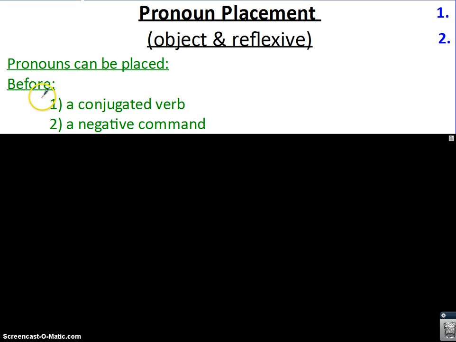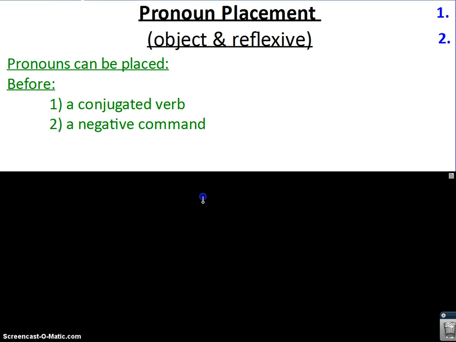Pronouns can also be placed before a negative command. We haven't talked about commands yet, but I want your pronoun placement notes to be 100% complete, so you guys can always refer to this again when you get to commands next trimester. And that's what pronouns can be placed before.